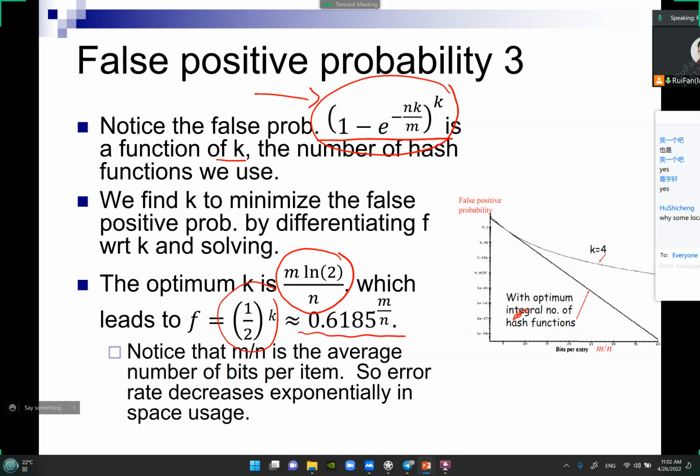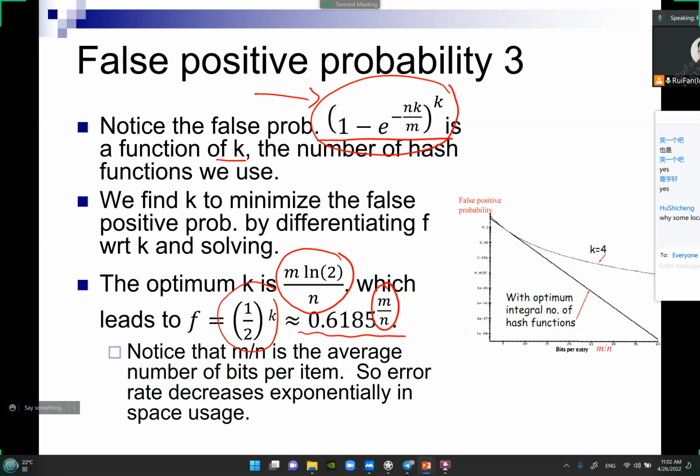So this means that if you look at this top part over here, this m divided by n is actually the number of bits that you're using per item, right? Because m is your table size, and each location in the table is just a single bit, and n is how many items you're storing. And so the more bits you use, the larger m divided by n, the lower your false positive probability. In fact, the probability decreases exponentially as a function of the number of bits that you use.